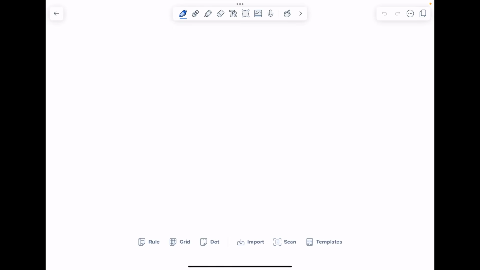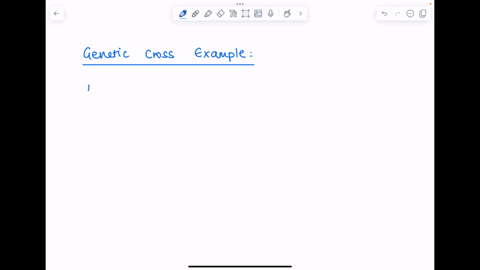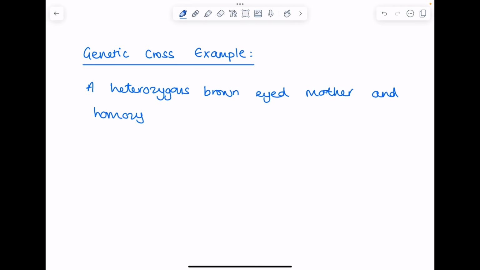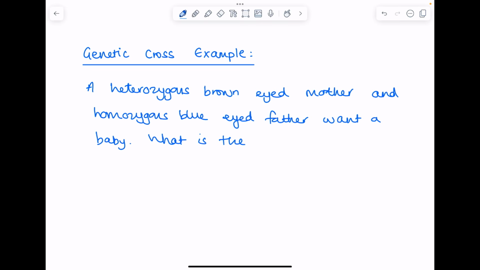So let's take a simple genetic cross. A heterozygous brown-eyed mother and homozygous blue-eyed father want a baby. What is the probability that their baby will have blue eyes?